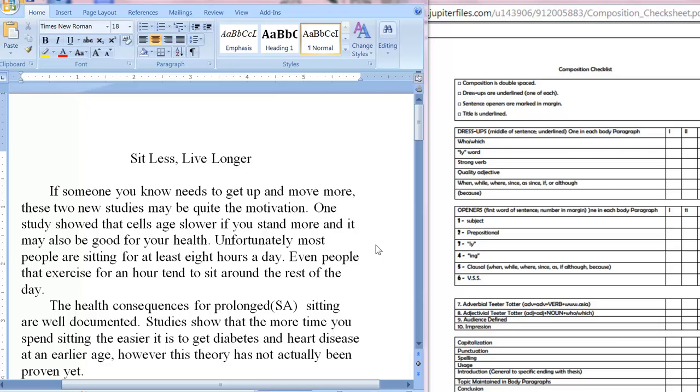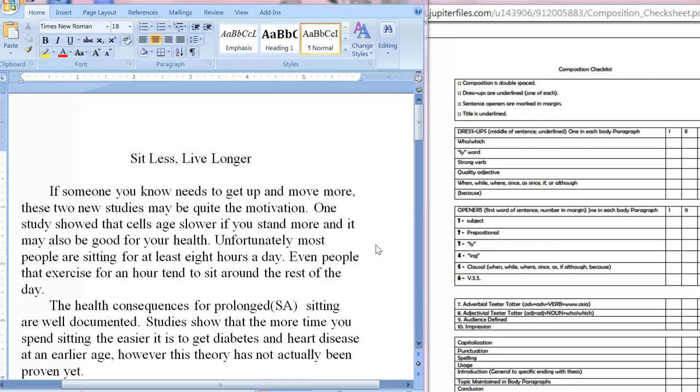In this video, we're going to be talking about sentence openers. In previous videos, we've talked about our dress-ups, and we've been dressing up our summaries with 5 dress-ups: the who, which, the ly, strong verbs, quality adjectives, and the www.asias. And we're going to go through this essay, and we're going to look up the dress-ups, and we're also going to look at the sentence openers, because we have 6 sentence openers we're going to practice using.